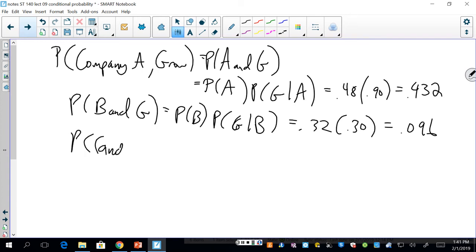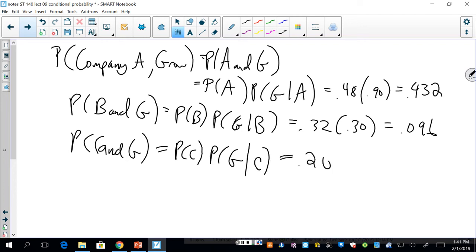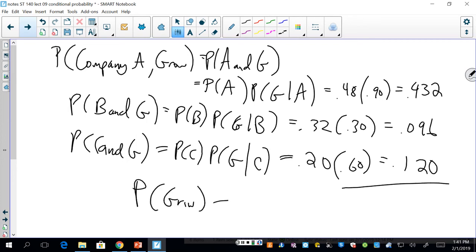Company C and growing, and that's the third way we can get seeds that are growing. One company has to plant it. Probability of C times the probability of growing in company C. So 20% of the time, seeds get a smaller proportion. They get 60% growth, so that's 0.12. So the chance that we get a seed planted and it grows, these are the three ways it can happen. It has to go through one of these companies. So we're going to add these things up. The chance that a random seed that we have planted grows is going to be the sum of those three things.